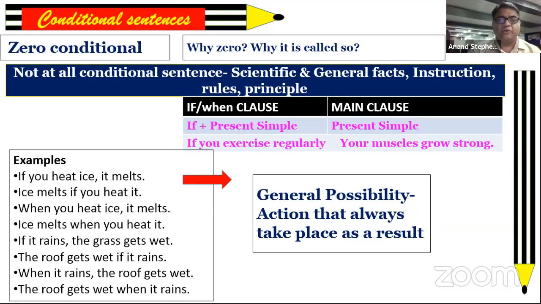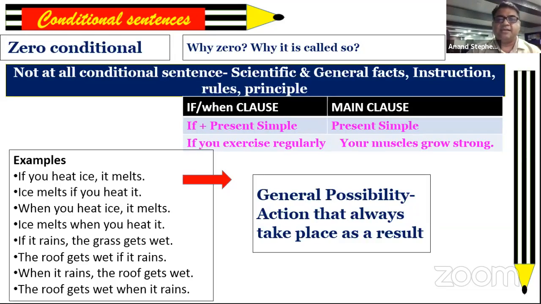So, let us understand the structure of these sentences. As we studied earlier also, the first clause, which is the dependent clause, begins either with if or when. The second clause, which is the main clause, takes the simple present. For example, if you exercise regularly, your muscles grow strong. Now look at the structure of this sentence. Both sentences are in simple present. If you exercise regularly, your muscles grow strong. This is simply a fact. You may say either a scientific fact or a general fact.